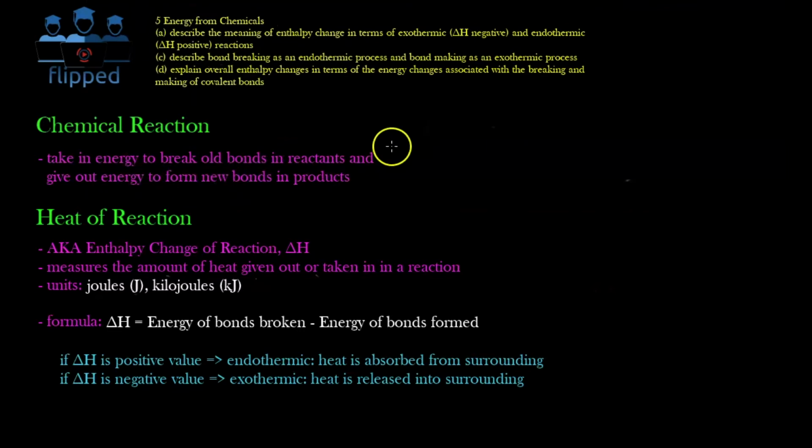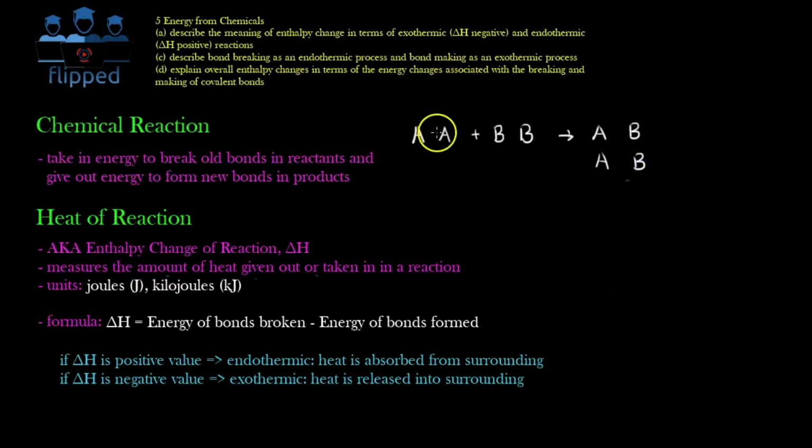So what do I mean? For example, I have a molecule of A here reacting with a molecule of B. They swap their atoms around to give us two molecules of AB. What do I mean?